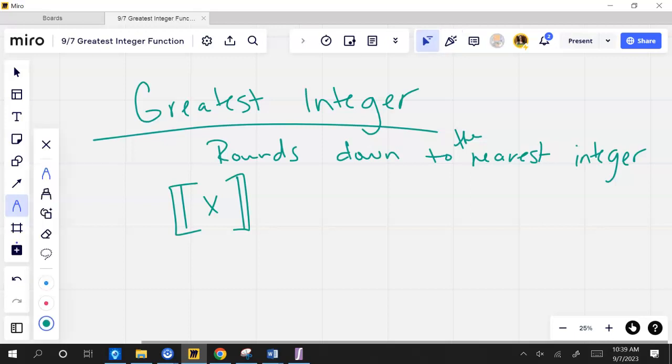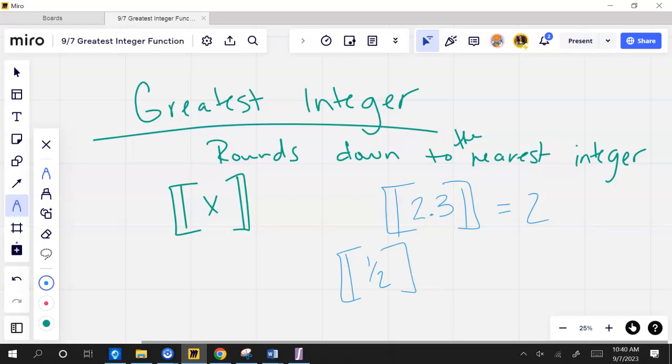So what does this mean? This is just what the notation looks like. What is the greatest integer of 2.3? 2. What is the greatest integer of 1/2? Be careful before you answer this one. 0. Because it rounds down, right? You following me? I tricked you, because I thought everybody was going to say 1.